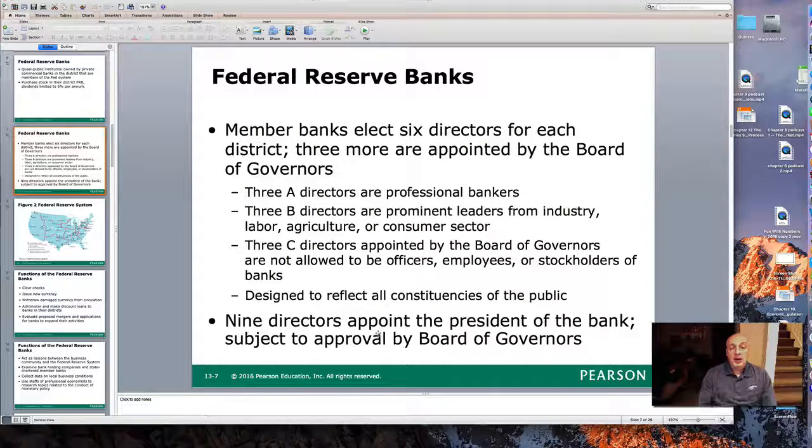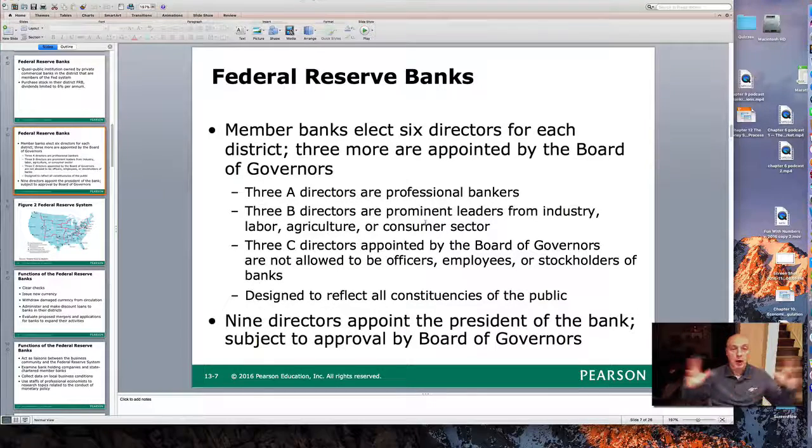The Federal Reserve Banks are made up of member banks. The member banks will elect 6 directors for each of the 12 districts. 3 more directors will be appointed by the Board of Governors. So out of these 9 directors for each Federal Reserve Bank, 3 directors will be professional bankers, 3 other directors will be prominent leaders from industry, labor, agriculture, or the consumer sector, and the remaining 3 directors are appointed by the Board of Governors, and they're not allowed to be officers, employees, or stockholders of the banks. The directors are designed to reflect all the constituencies of the public.